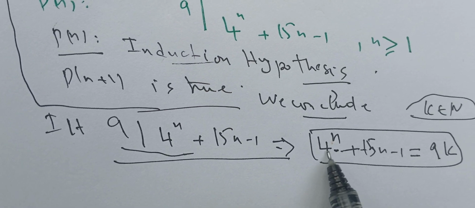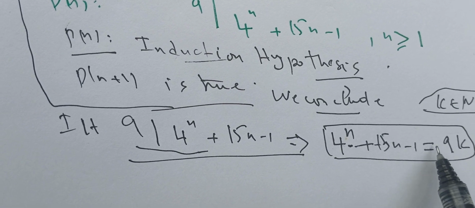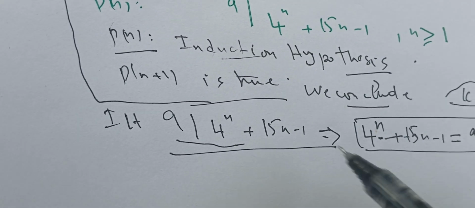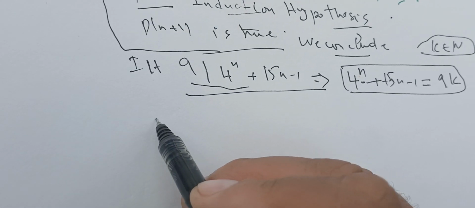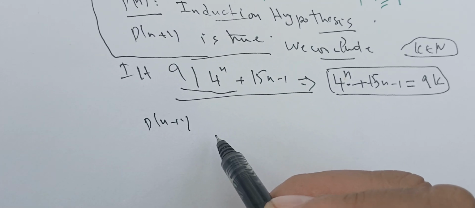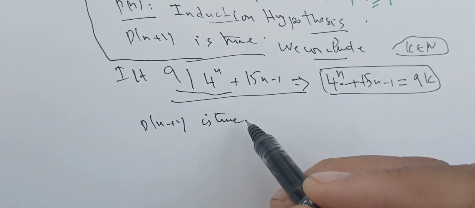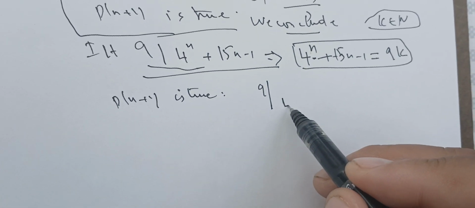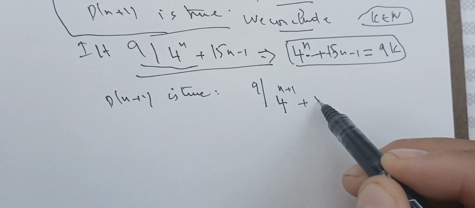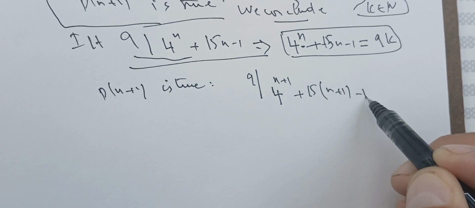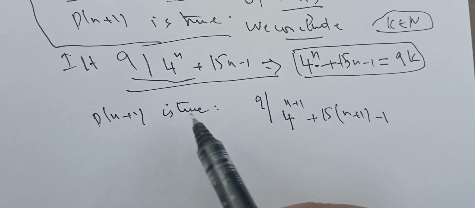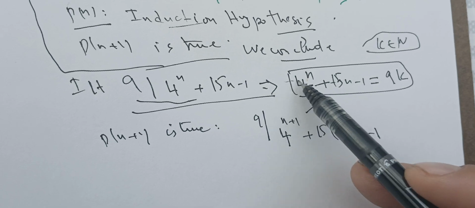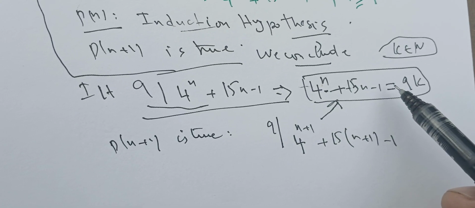So 4 to the power n plus 15n minus 1 is 9 times k. Most of the time, the next step is to prove that P of n plus 1 is true. That means we have to prove that 9 divides 4 to the power n plus 1 plus 15 times n plus 1 minus 1. When we do this, we have to link it to the induction hypothesis, so we have to use it somehow.